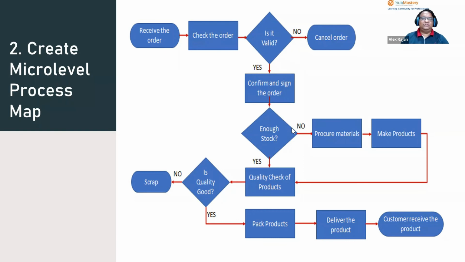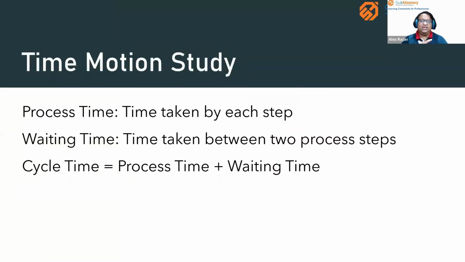So once we create a value stream map, which is more of a system level understanding of what the information flow is, what the material flow is, and how much time is taken in the process, here in a micro level process map we go into the minute details of each process step. And then we also do a time motion study to find the time taken for each process step. We call it the process time. And the waiting time is what is between two process steps. The cycle time is the total process time plus total waiting time of the process.